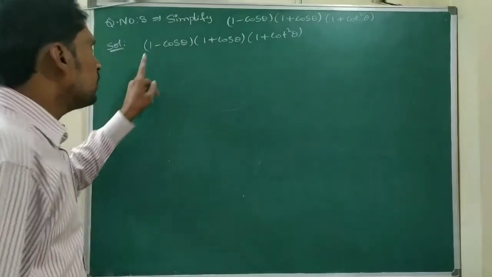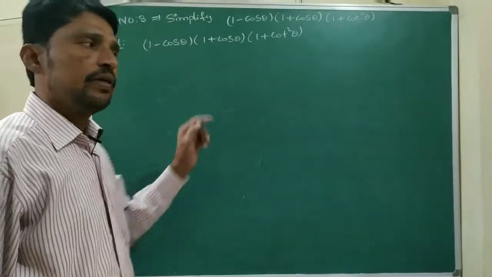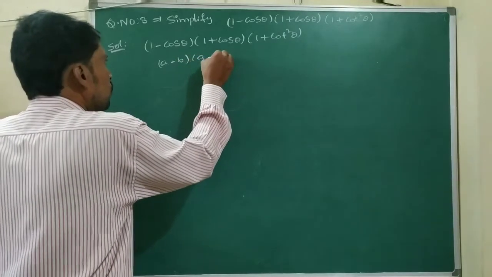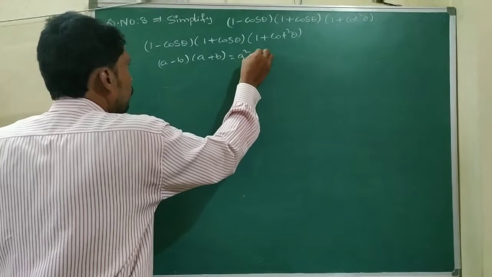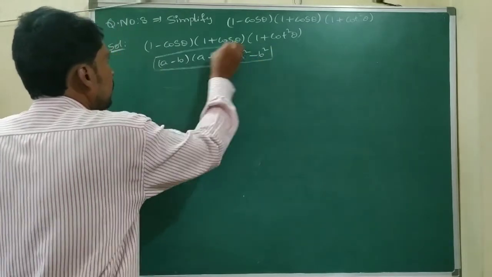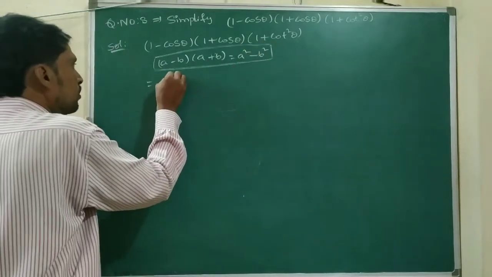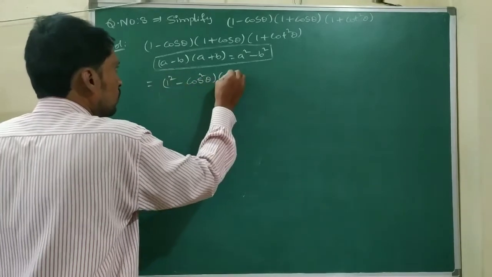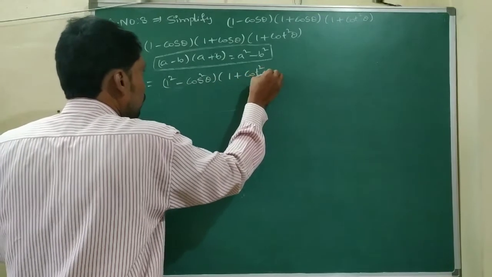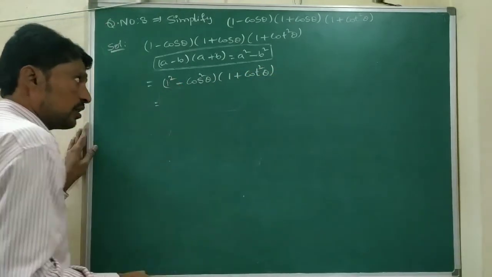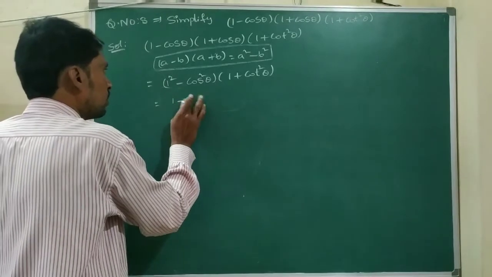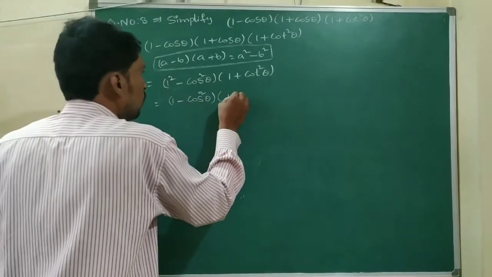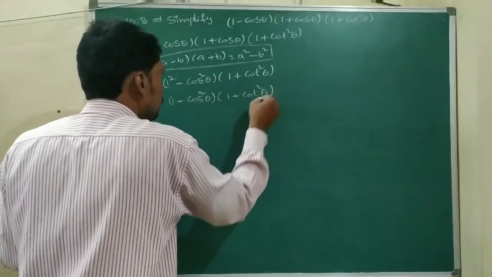So it is of the form a minus b into a plus b. So what is the identity? A square minus b square is the identity. So now we can write that as 1 square minus cos square theta into 1 plus cot square theta. That equals, 1 square means 1, 1 minus cos square theta into 1 plus cot square theta.